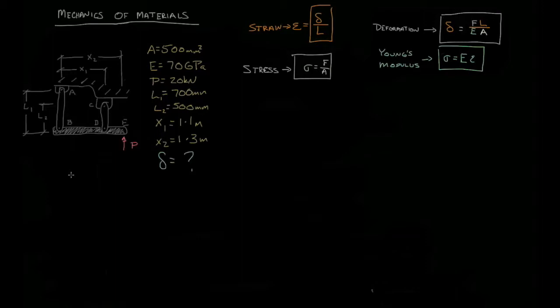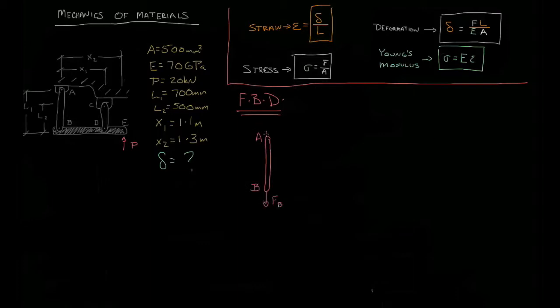So what should our strategy be in this case? Well, we know that if the force P is applied here, we can fairly quickly find out what's going on in link CD, and we can quickly find what's going on in link AB. From there, we can find out their deformations. The only thing we haven't done yet is how to turn these deformations into information about the deformation at point E. Let's start by writing the free body diagrams for each of these links.